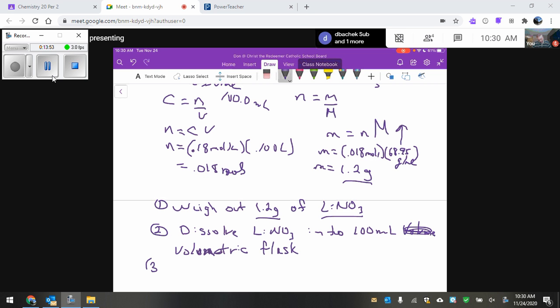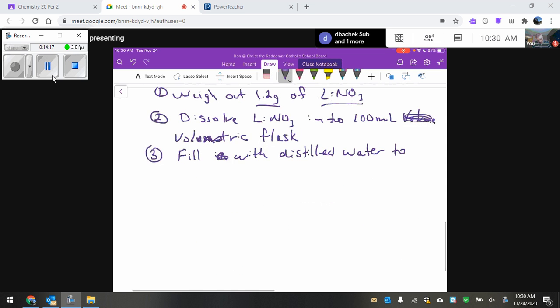We are going to, and again, we're going to do this tomorrow, fill with distilled water. Distilled water just basically means it doesn't have any ions or atoms or any other minerals in there, hopefully anyway. Fill with distilled water to the calibration line. Calibration line, okay? That's the little line in the neck part there. Fill with distilled water to the calibration line.